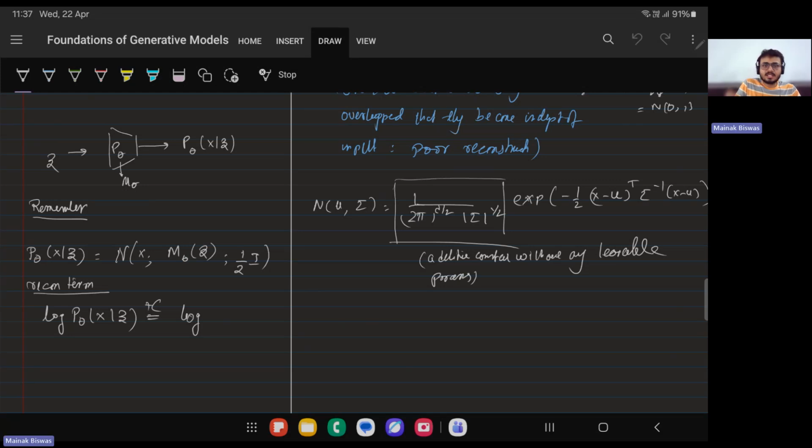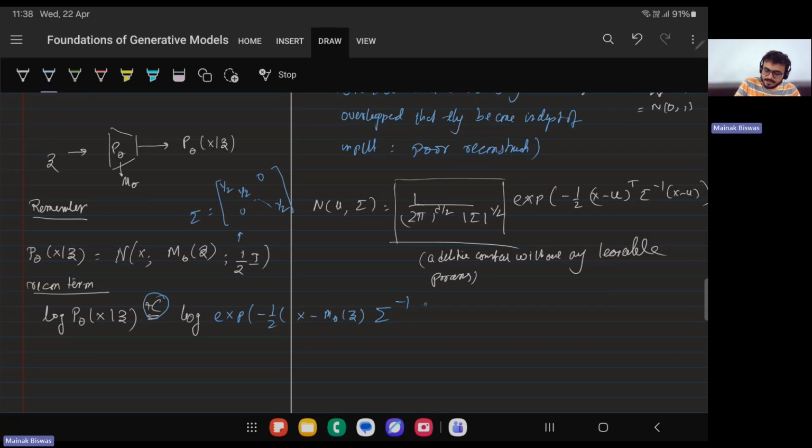When there are some constants without learnable parameters, I will be using this plus c sign to show that. So only the second term has some learnable parameters. In our case this is x minus m theta of z. Since this is a diagonal variable, sigma is equal to, what is sigma? Half, everything is half, right? This is what we have. So you will end up having sigma inverse, which is 2, 2, 2, and so on.